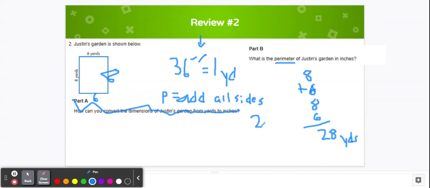But remember, I need to find it in inches. So that's step 2: I'm going to multiply 28 times 36 because that's how I convert yards to inches. So I go ahead and multiply 28 times 36. And we won't show all the steps for this since we know how to multiply. So we'd have 1008, and 1008 inches would be the perimeter of this garden in inches.